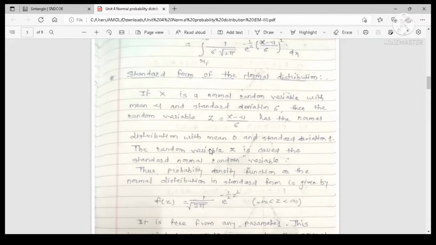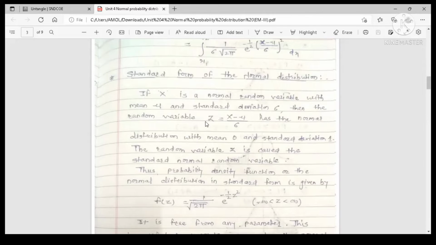We are going to introduce here the standard normal variable. How is it introduced here? If X is a normal random variable with mu as the mean and standard deviation sigma.